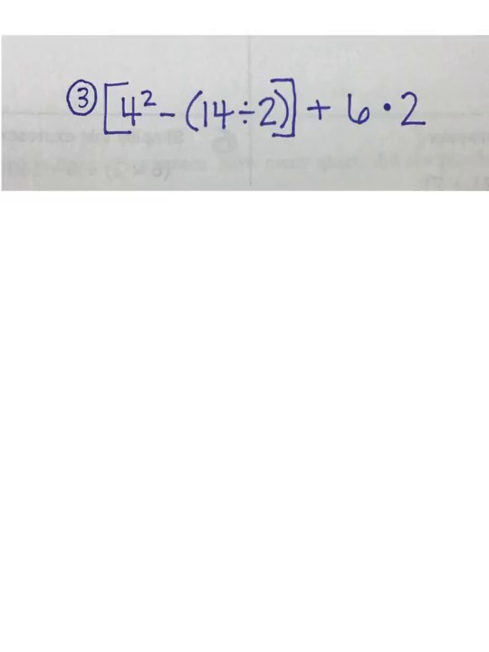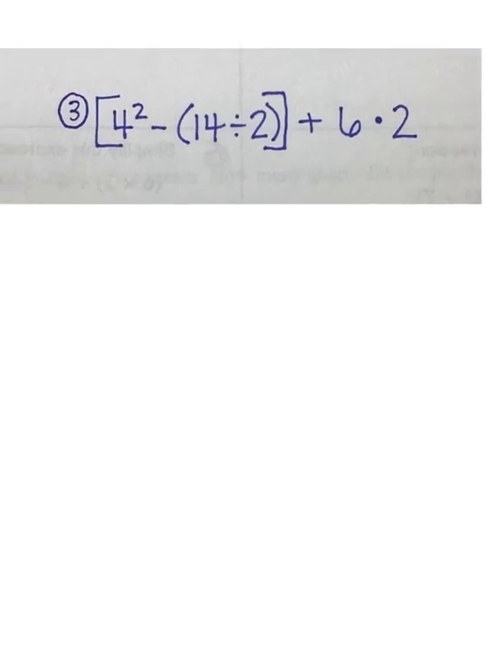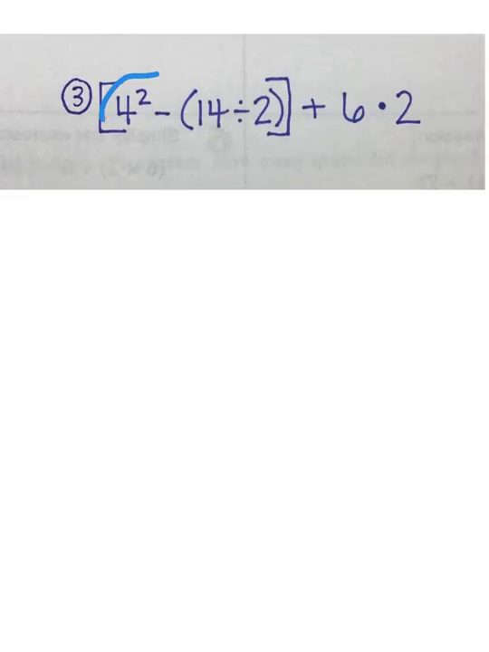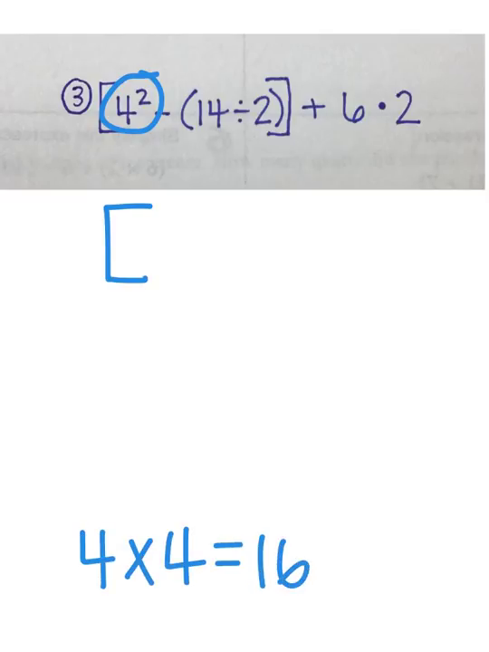For number 3, we have parentheses 4 squared minus 14 divided by 2, end parentheses, plus 6 times 2. So remember, we need to look inside our parentheses first, and inside we see an exponent. An exponent comes before division, so we need to start with our 4 squared. So we have 4 squared is 4 times 4, which gets us 16. So 16, bring down the rest of our problem.